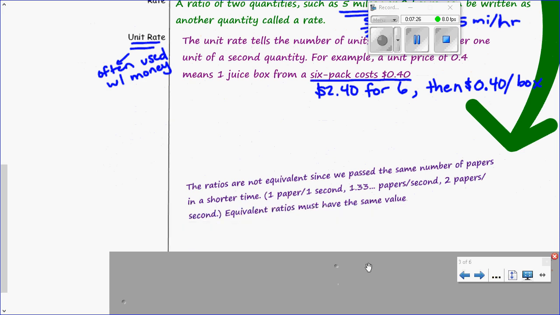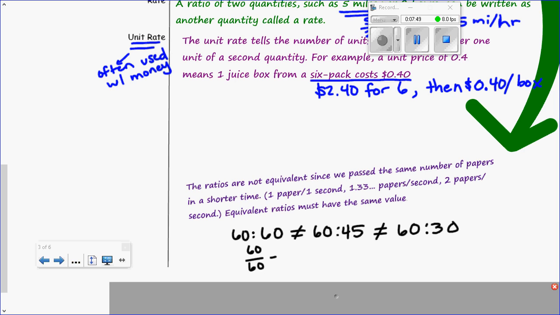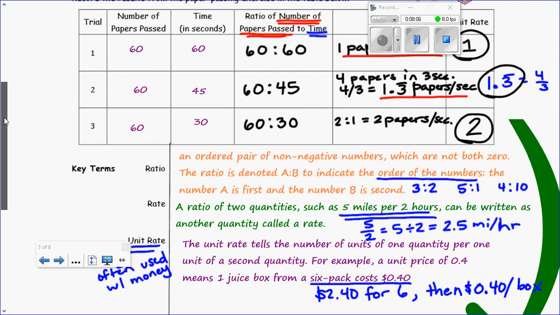Okay, and then down below, we're going to talk real quick about equivalent ratios. So when we think back to that original example with the papers, those are not equivalent ratios. Just like we would say 60 to 60 is not equal to 60 to 45, and it's not equal to 60 to 30. Those are not equivalent. And it's easy to see that because the first number is 60 and the second numbers are all different. Or you could say 60 over 60 equals 1. 60 over 45, remember when we divided that, it was 1.3 repeating. And then 60 over 30 is 2. So obviously they're not the same. They would have to be the same every time you divide it. So anytime you do the papers divided by the rate, it would have to be the same.